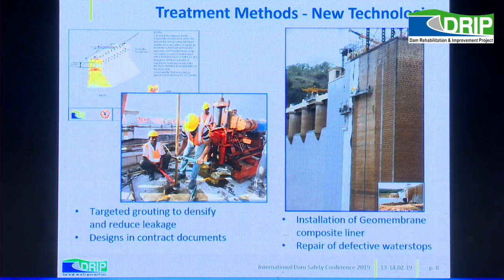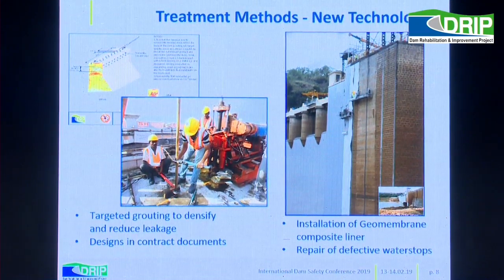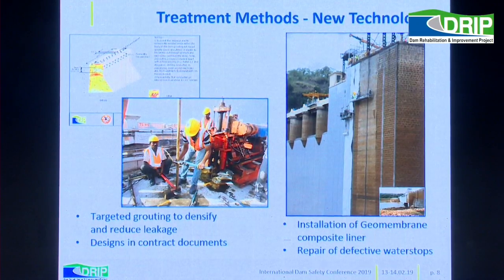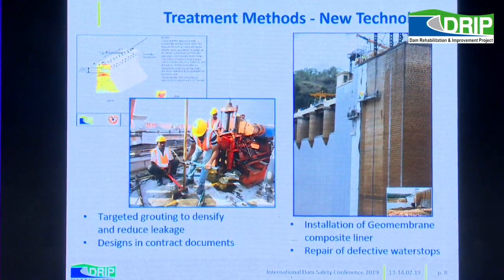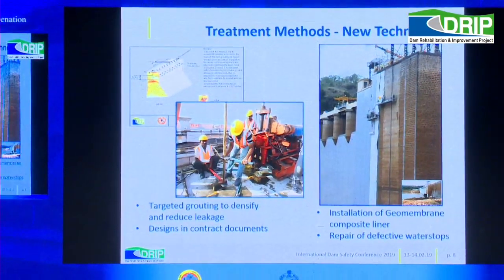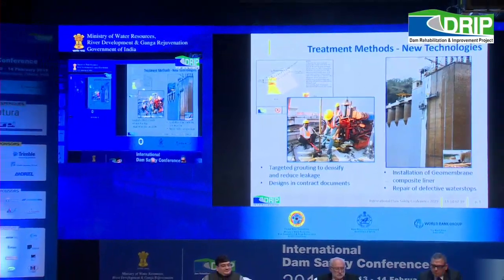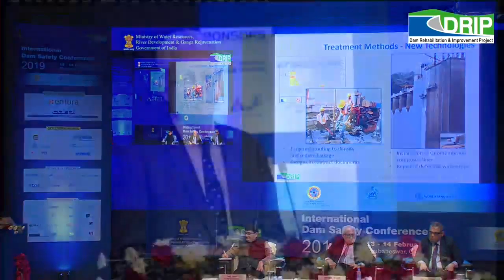Treatment methods, I've seen a lot of them here. Installation of geomembrane is now being taken up. Another one has just been awarded. That'll be a very interesting project on an 88-meter high dam. And we finished one in Tamil Nadu with much success, with the seepage levels going from 1,200 liters per minute down to 1.83 meters per minute.